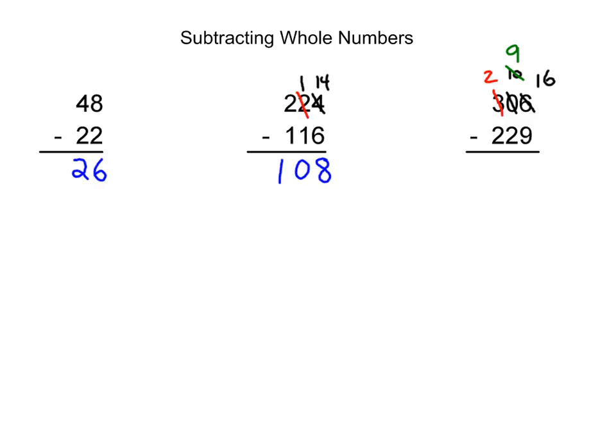16 subtract 9 is 7. 9 subtract 2 is 7. And 2 subtract 2 is 0. So we can write this as 77. So 306 minus 229 equals 77.